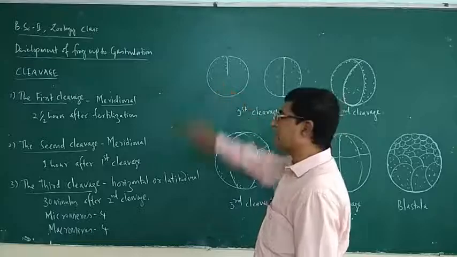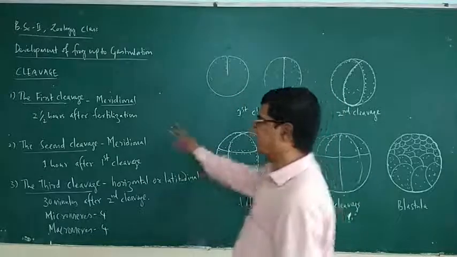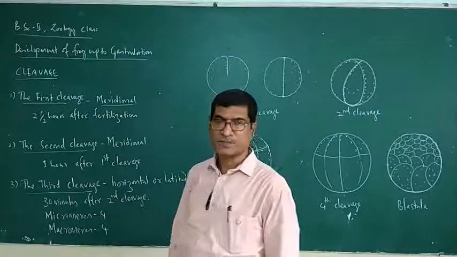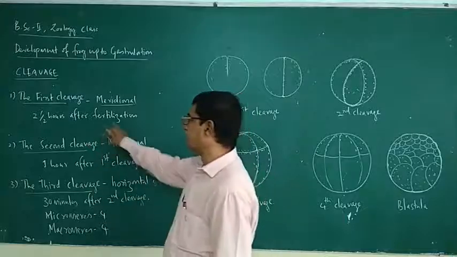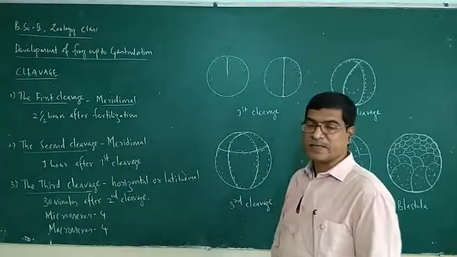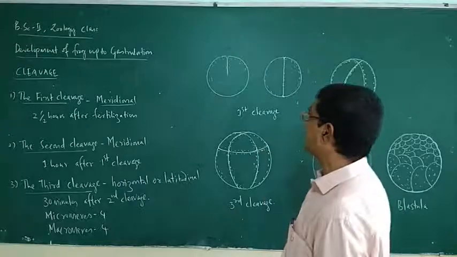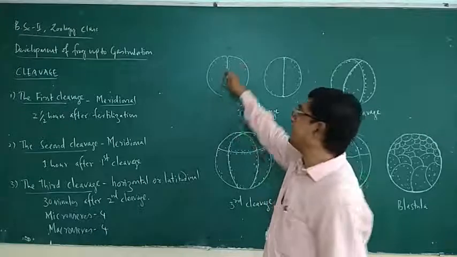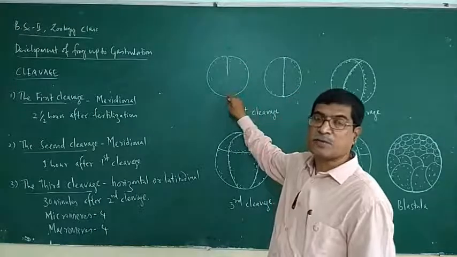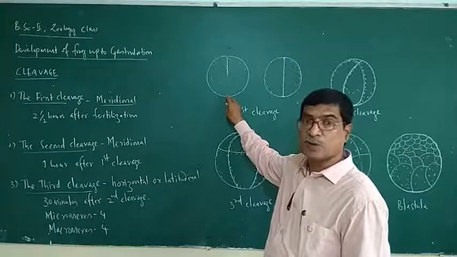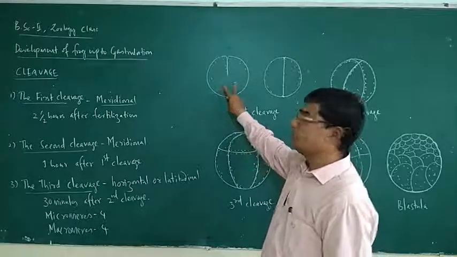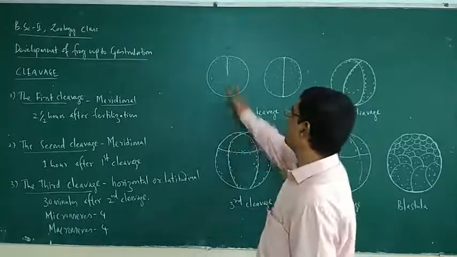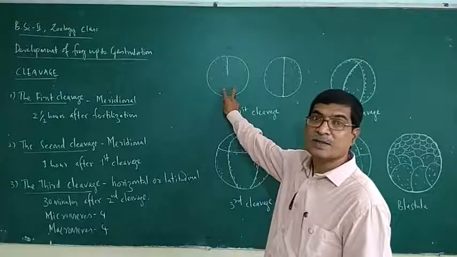The first cleavage begins 2.5 hours after fertilization. At the end of the first cleavage, two cells are formed of equal size. The entire egg is divided. Therefore, this type of cleavage is called holoblastic cleavage. At the end of cleavage, two equal sized blastomeres are formed, and that is called holoblastic and equal cleavage.